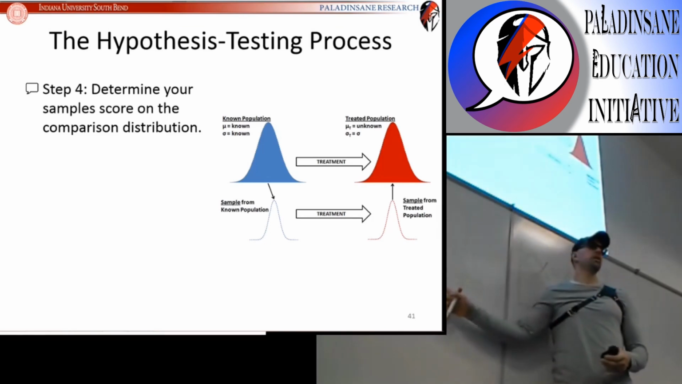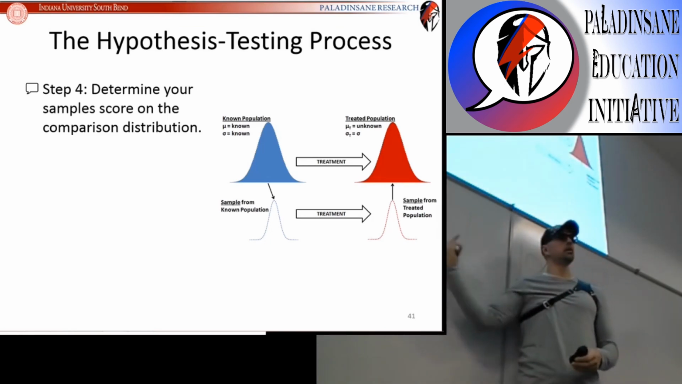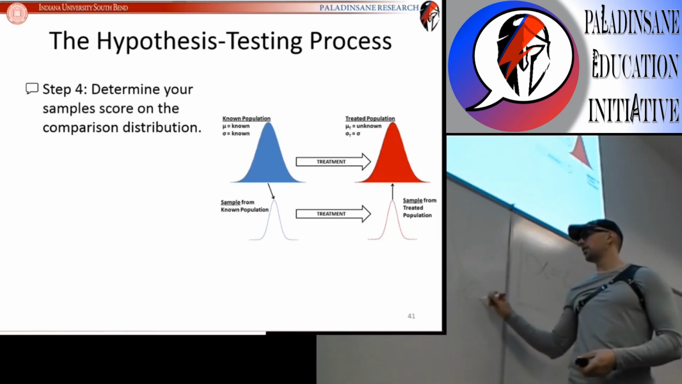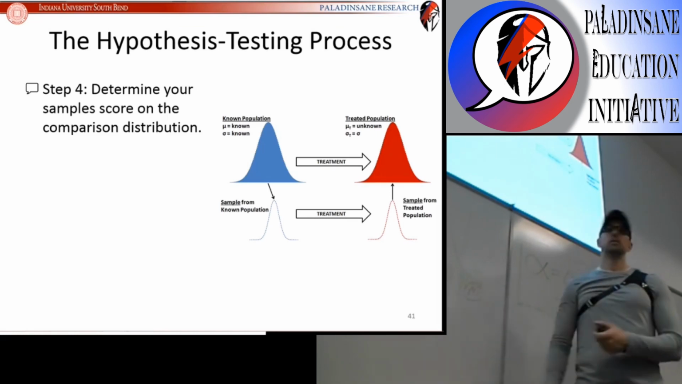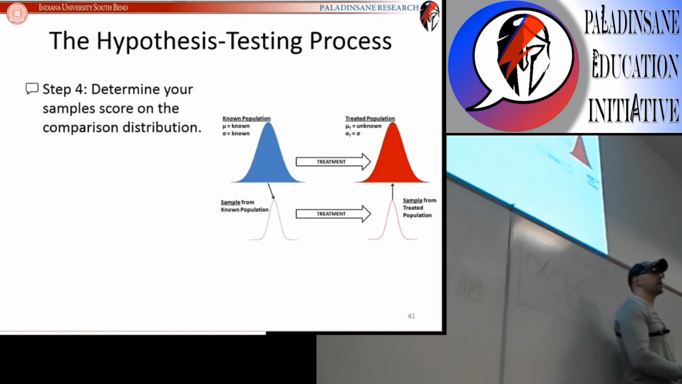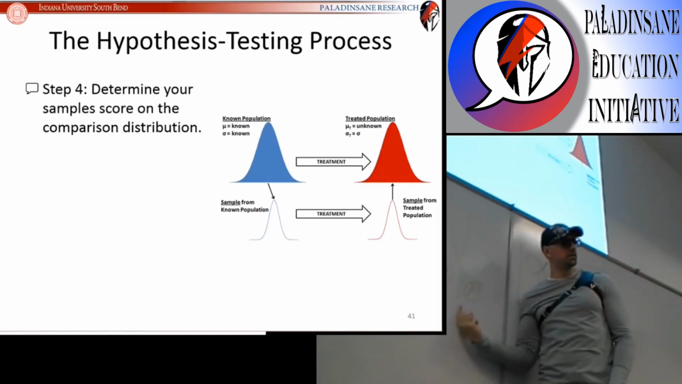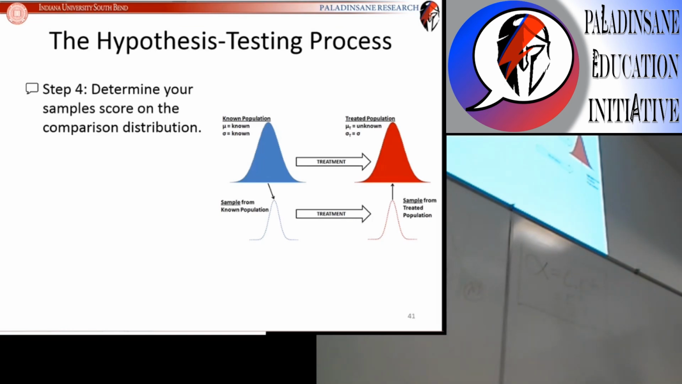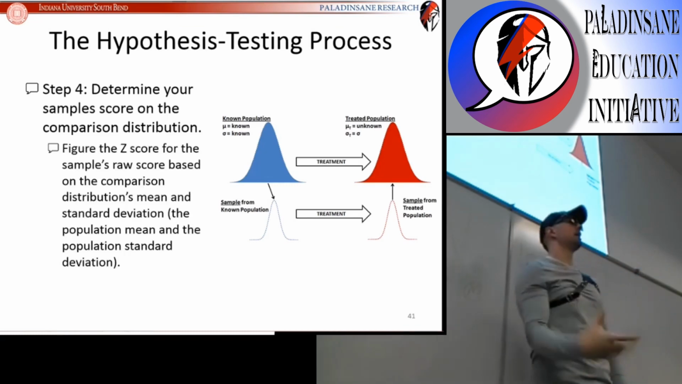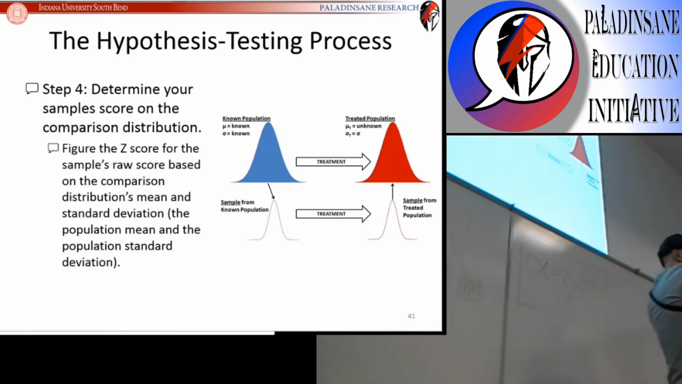So our sample mean is either going to be somewhere in the body, or our sample mean is going to cross that line, like a disobedient child. It's going to cross that line, and it's going to go into the critical value. Step 4 is about finding out where it is on that comparison distribution. So we're going to do that by using z-scores.